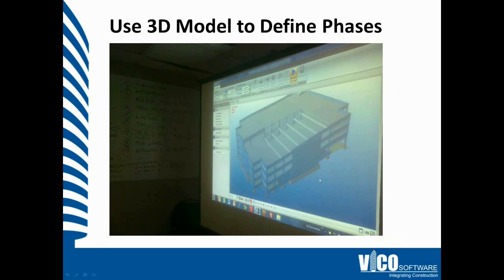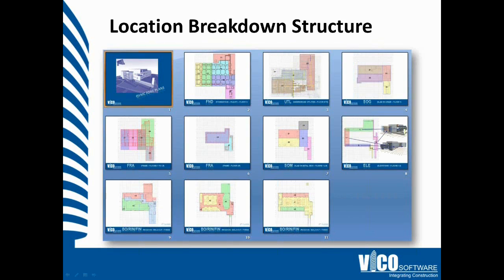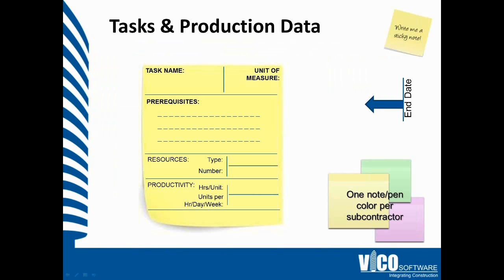Now, given the nature of the 5D environment in Vico Office, it's a very powerful tool to open and review during this optimization process with the project team in the room. We can use this to support our discussion of location breakdown structure, how to break the work out into work areas for each individual phase, and use that to begin documenting each of the tasks and the unique production data that we're using to validate the calculated durations for each activity by location.